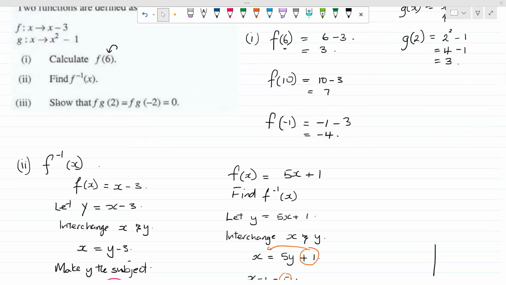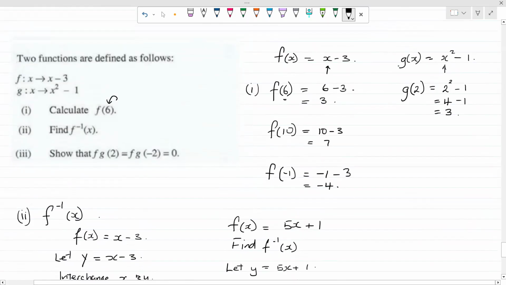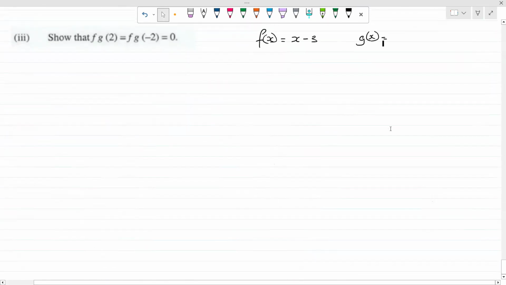But we're going to break it up into some simple steps to make it a lot easier. So I'm just going to snip this out from here. Come down on this side. I want to write back my functions. F of x is x minus 3. And g of x was x squared minus 1.